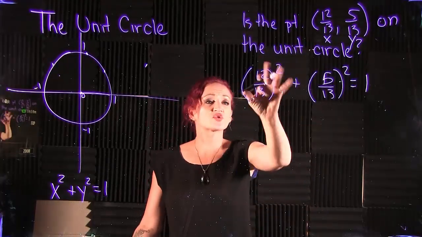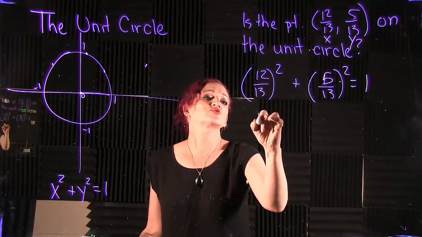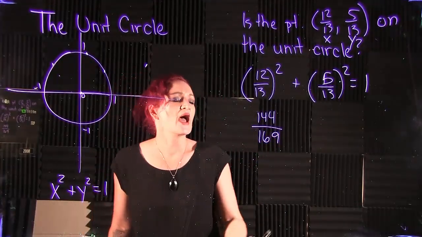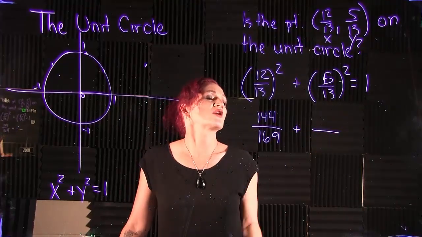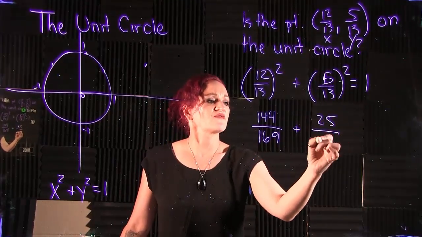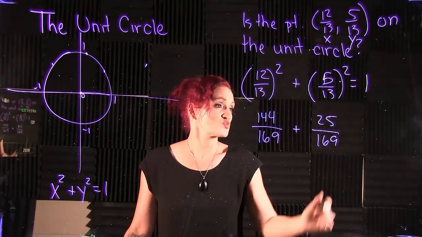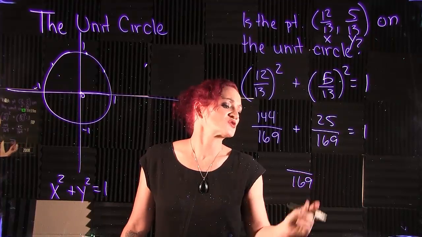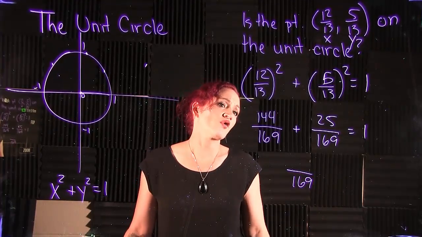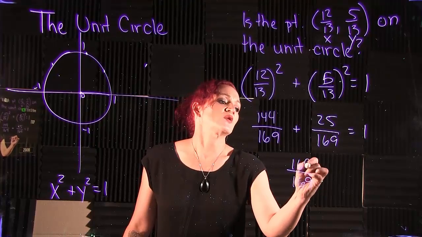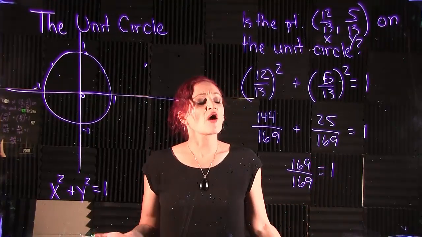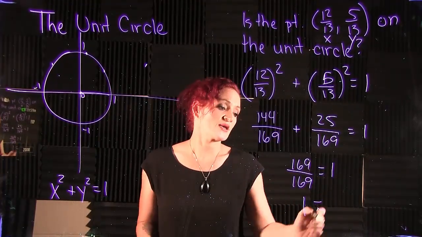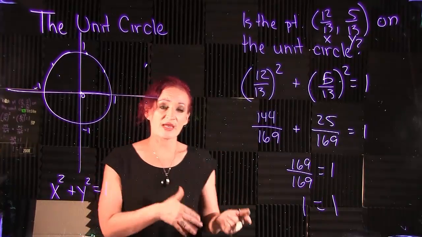If we square this first one, well, 12 times 12 is 144. 13 times 13 is 169. Plus, squaring the other fraction, well, 5 times 5 is 25. 13 times 13 is 169. And that's all going to equal 1. Our common denominator is 169. And if we take 144 plus 25, we get 169. So we are left with 169 over 169, which we should know is equal to 1. And we are left with 1 equals 1.